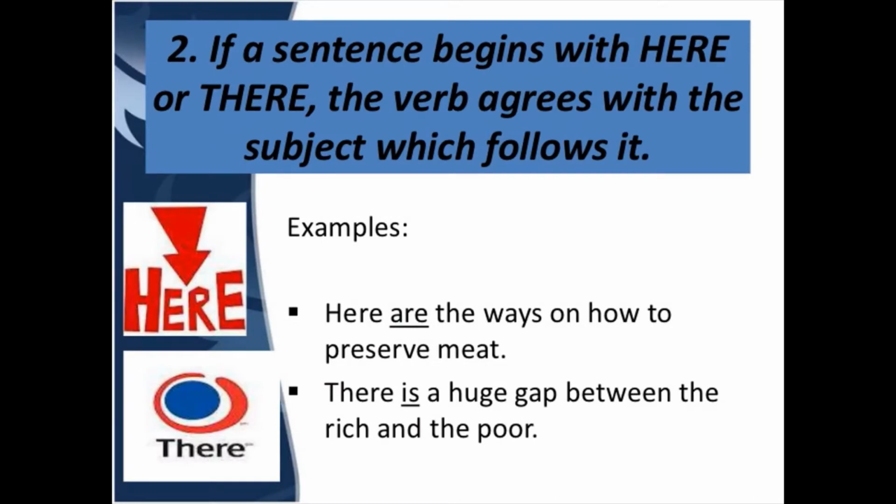Rule number 2, if a sentence begins with here or there, the verb agrees with the subject which follows it. Examples: here are the ways on how to preserve meat. There is a huge gap between the rich and the poor. So in the first example, the verb or the linking verb used in the sentence is are.